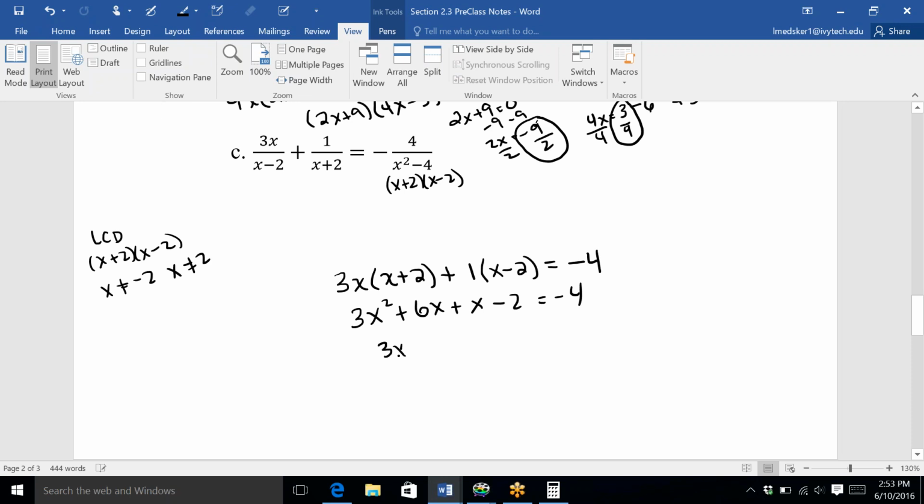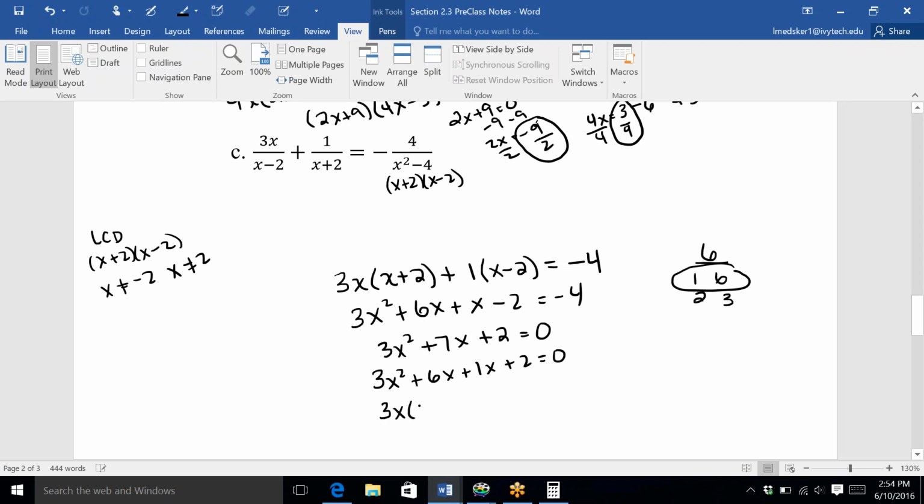Combine some like terms, and then move this negative 4 over by adding it, so that would make that positive 2. And now we again have to do the factor by grouping. 3 times 2 is 6. Factors of 6, though, are very small, just 1 and 6 and 2 and 3. And for it to be a positive 6 and then add to 7, it would have to be both positive. So 3x squared plus 6x plus 1x plus 2 equals 0.